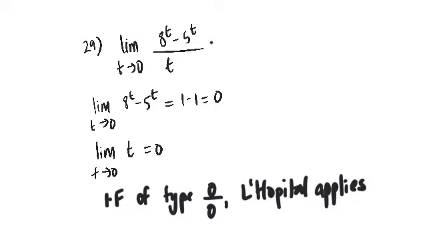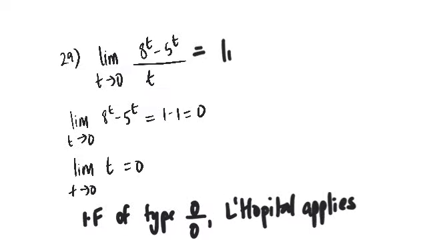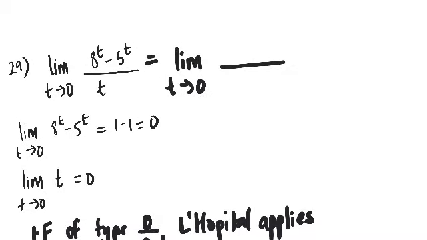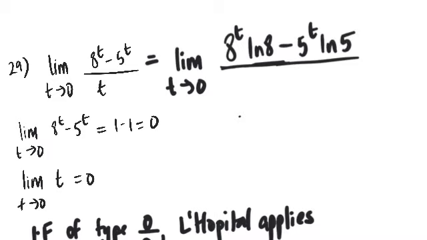You can apply it up here. So this is going to be equal to the limit, arrow number stays the same. Take the derivative of the top, right? Derivative of the top, good review moment, is equal to 8^t ln 8 - 5^t ln 5, right? And then the derivative of the bottom is 1.